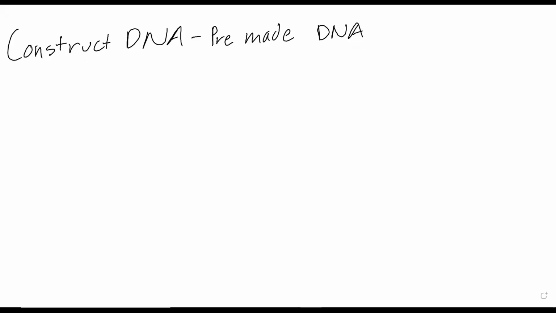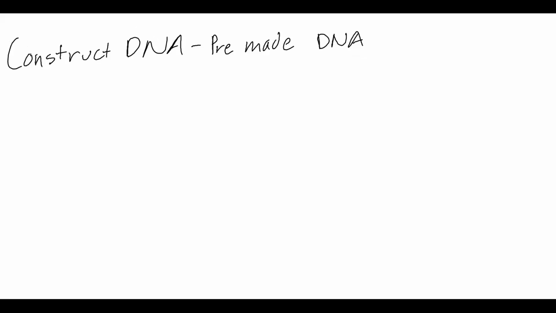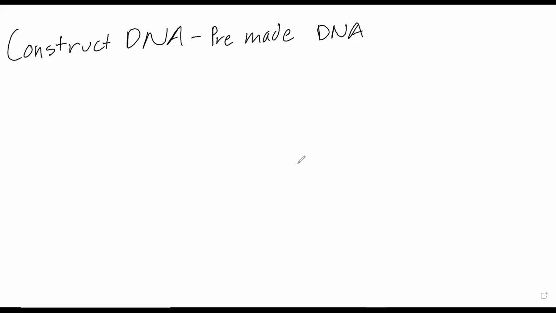So these construct DNAs have promoters and reporters, right? They attach themselves to the period gene of a fly, but they themselves have promoters and reporters. So here's what a construct DNA would look like, right?